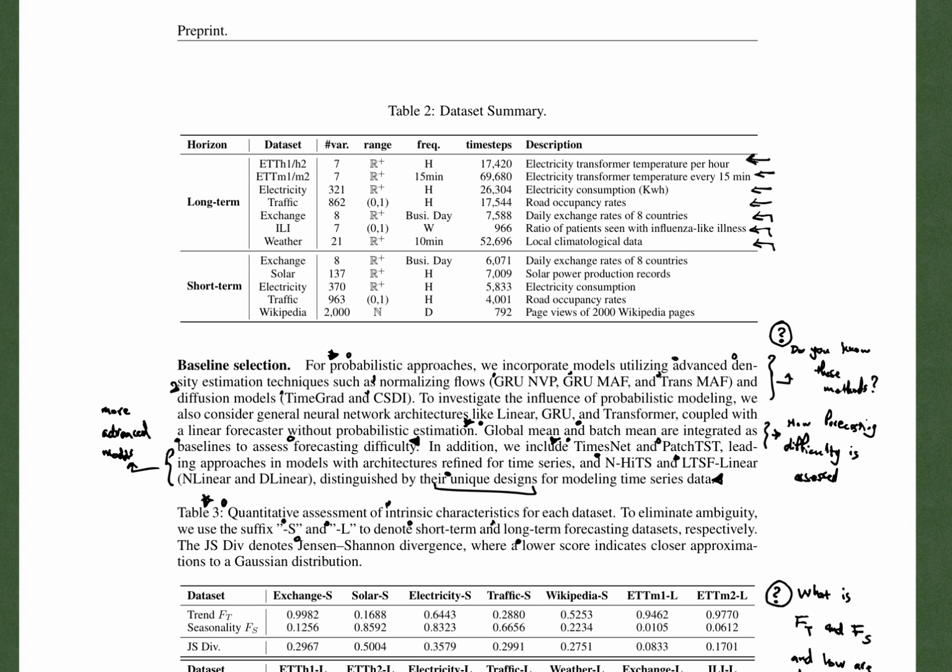Let's go over their baseline selection. Now, for the probabilistic approaches, they have those that focus on advanced density estimation techniques such as normalizing flows, and diffusion models, namely TimeGrad and CSDI. They also consider different neural network architectures such as linear, GRU, and transformers, coupled with a linear forecaster without probabilistic estimation. They have global mean and batch mean as baselines to assess forecasting difficulty, and they also include TimesNet and PatchTST as models with inductive bias for time series, and also N-HiTS and LTSF-Linear, which are again good for time series data. I encourage you to go over the details of these methodologies and read more about each one of them from their own papers.